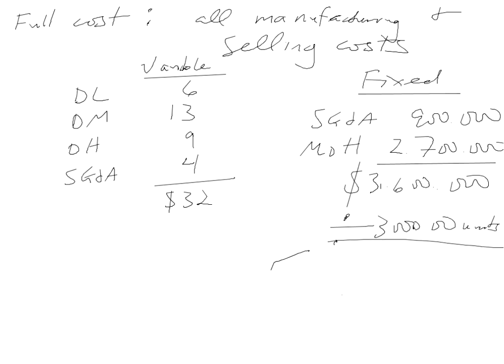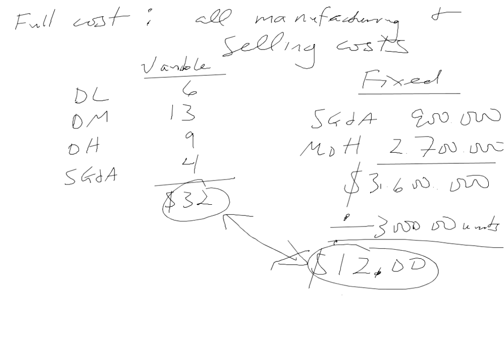Okay, we do that math, and we get $12 in the fixed cost, and so from this point we just add the two amounts. We add $32 and $12, and we get a $44 cost per unit, full cost.